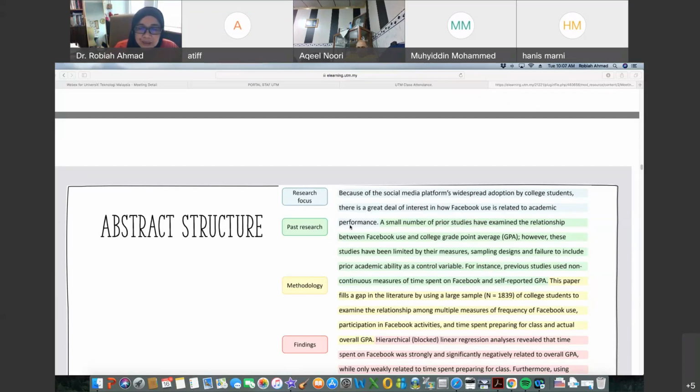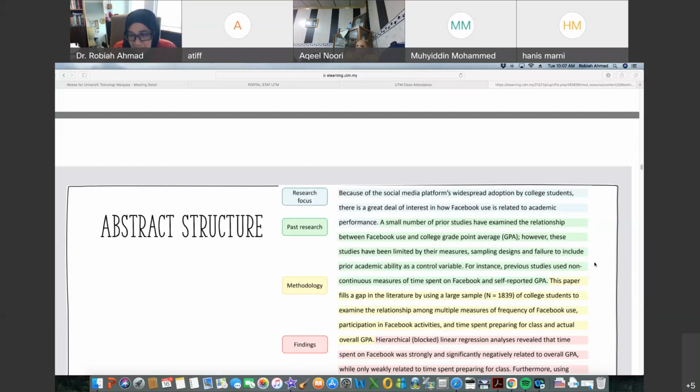And then past research: a small number of prior studies have examined the relationship between Facebook use and college grade point average, or GPA. However, these studies have been limited by their measures, sampling design, and failure to include prior academic ability as a control variable. For instance, previous studies used non-continuous measures of time spent on Facebook and self-reported GPA. So this is the gap, the green one.